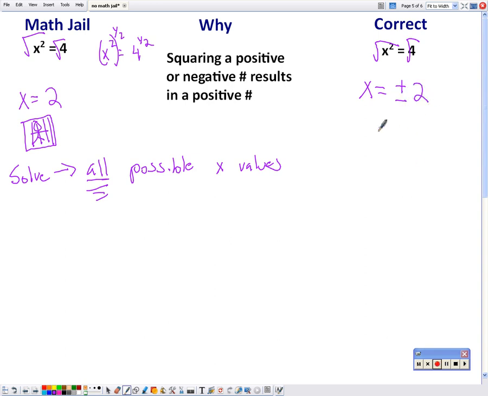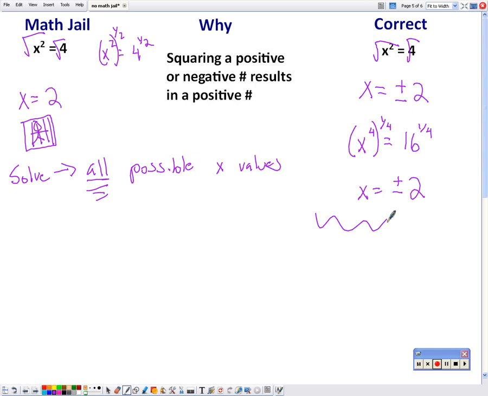Let's extend our example a little bit. Let's say we had x to the 4th power equals 16. Now you can approach this 2 ways. You can take the 4th root or you can raise it to the 1/4 power. I'll raise it to the 1/4 power just for fun. This is an even power. Because it's an even power, I have to remember, what number multiplied 4 times gave me 16? Well, it could have been positive 2 or it could have been negative 2.